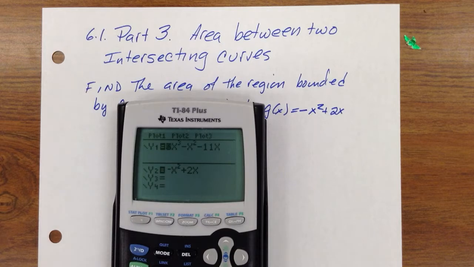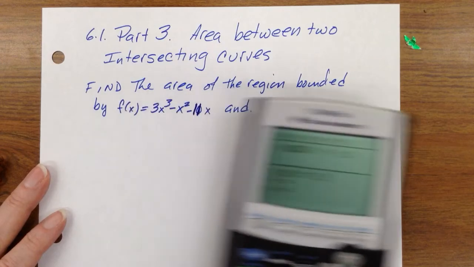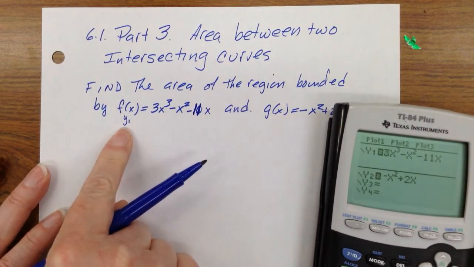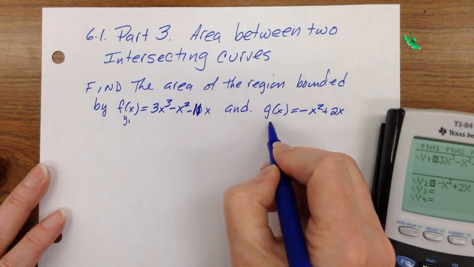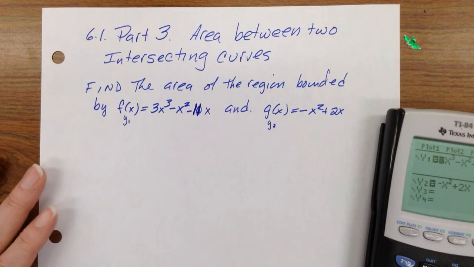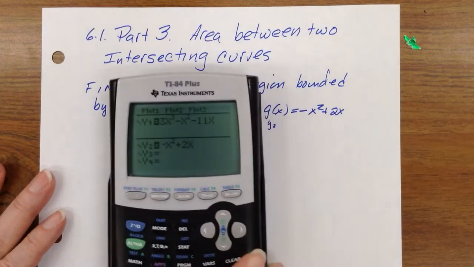Now, you would not want to refer to these as y1 and y2 on the AP test. You would want to refer to them as f and g. But you can make a note to yourself that you have put f into y1 and you have put g into y2 so that you can keep them straight. But in all of our formal writing, we'll refer to them as f and g. So I've put them in there.